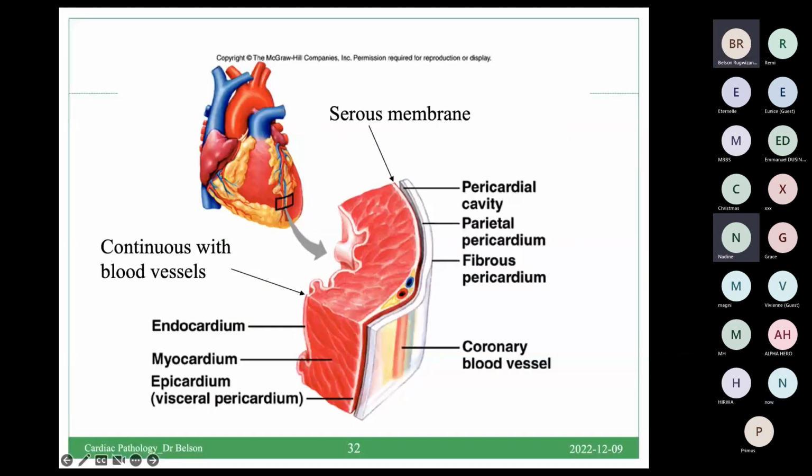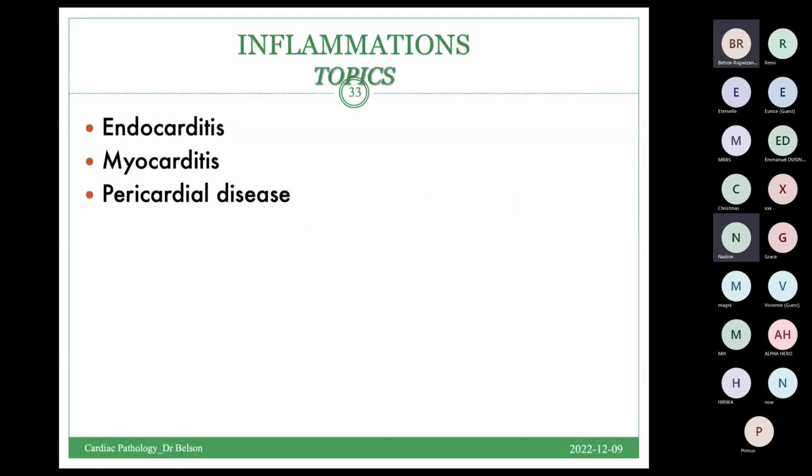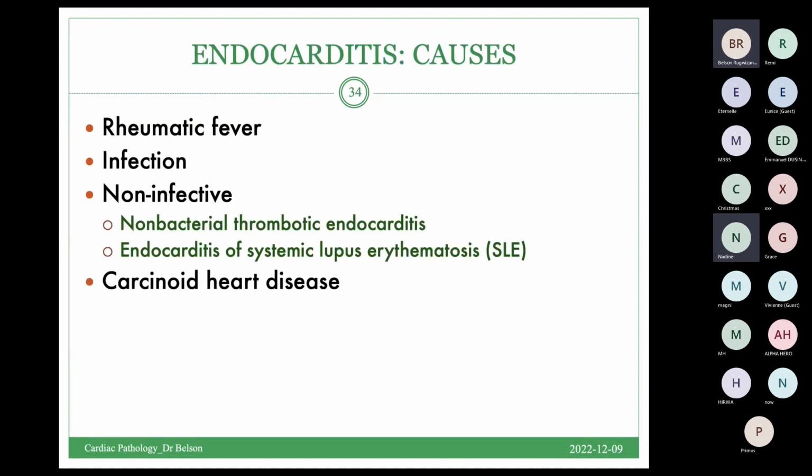So we go to other areas of the heart. So for inflammations, we shall see endocarditis and pericarditis and myocarditis, but the most common one is the endocarditis, as I said when starting. So, and the most common is the rheumatic fever. So we shall see some other examples, and the other infections, non-infective. We have two main ones: non-bacterial thrombotic endocarditis and the endocarditis of systemic lupus erythematosus.